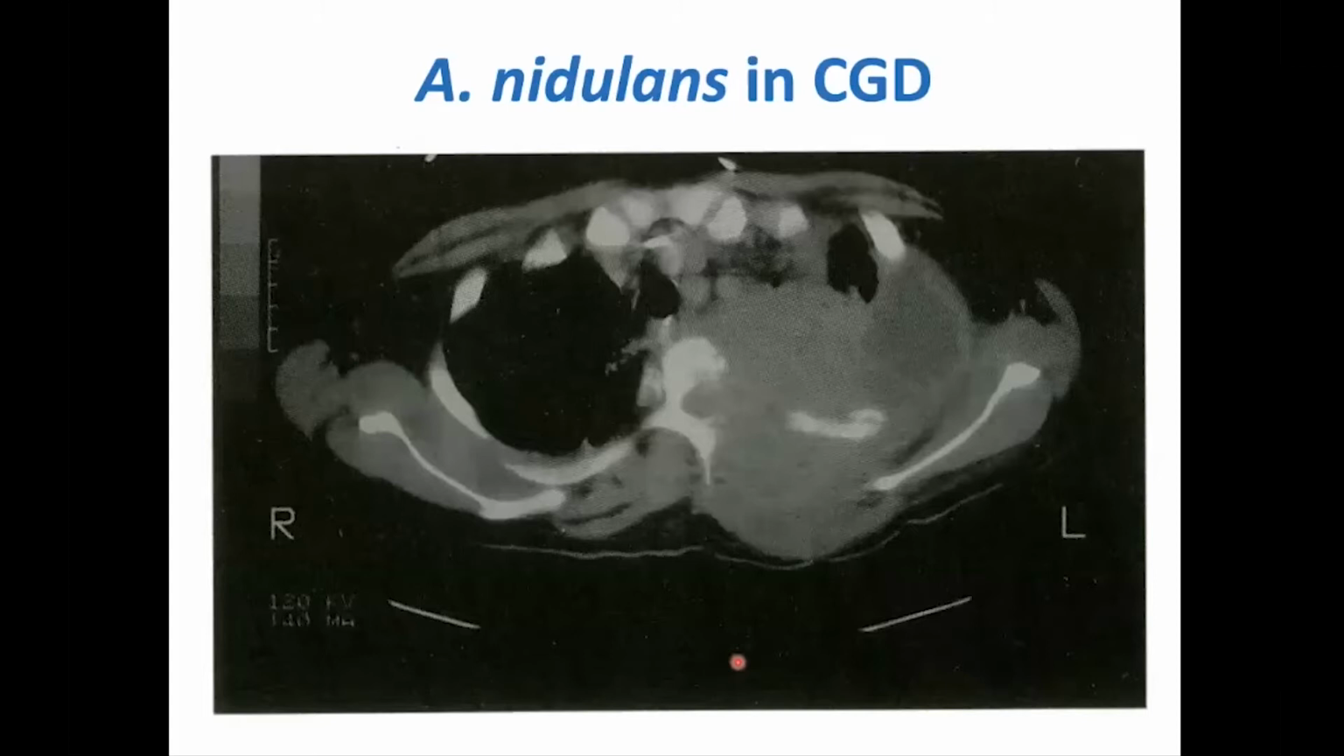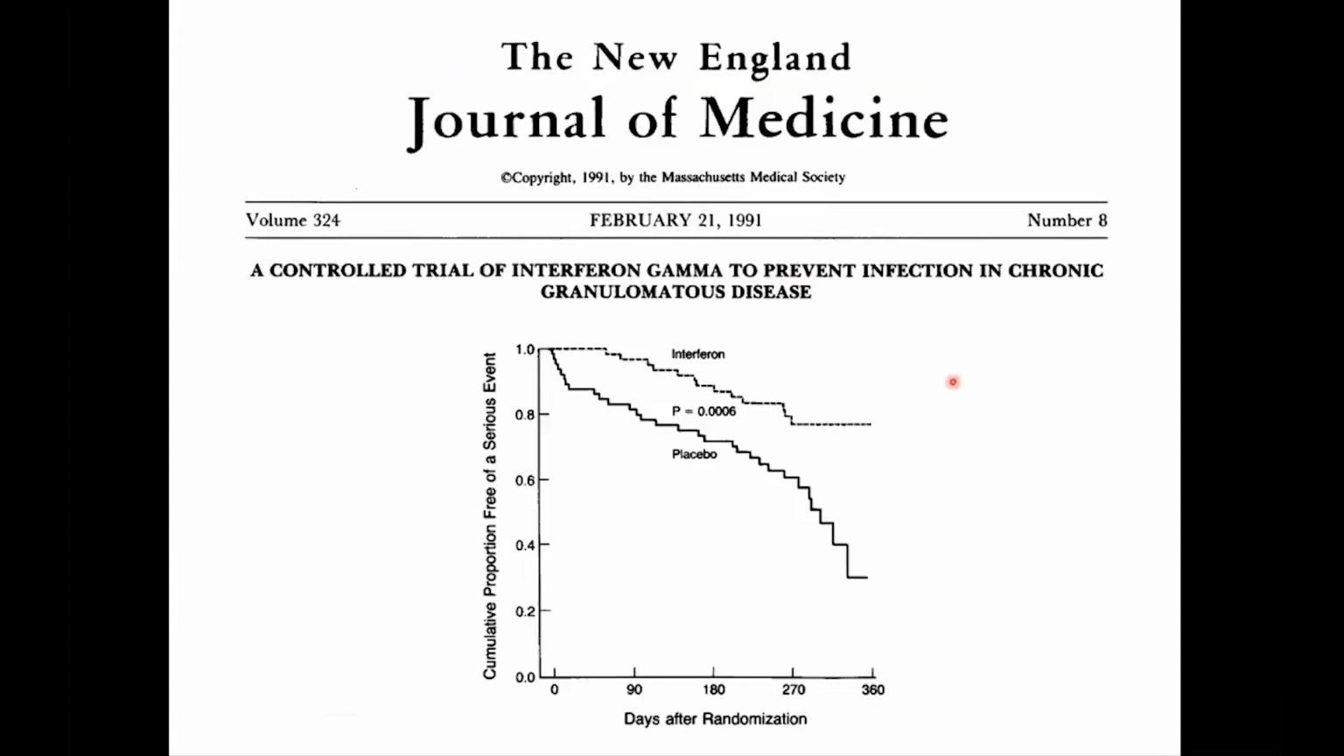There are very few characteristic features of CGD-associated aspergillosis. One is the high prevalence of Aspergillus nidulans, which can cause devastating infections. And as opposed to Aspergillus fumigatus, that doesn't typically do this, Aspergillus nidulans invades through local tissue contiguous spread. You see here an infection that has eaten up the bone and the ribs, and as you can imagine, is very, very difficult to control.